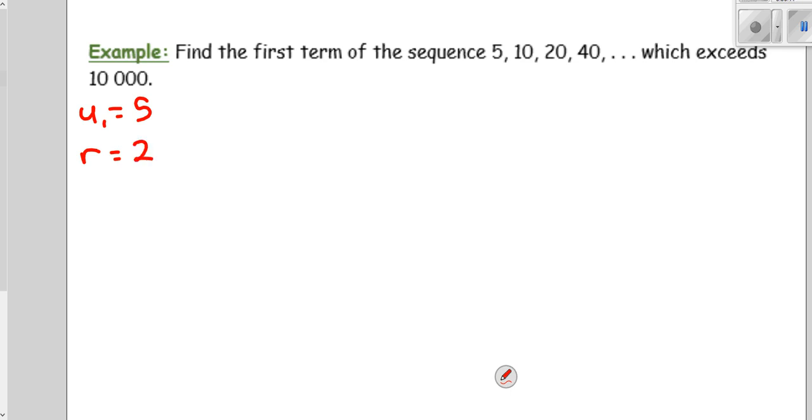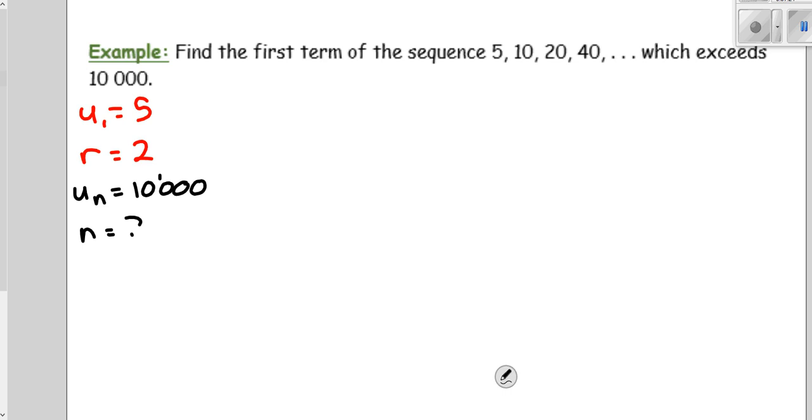And find the first term of the sequence which exceeds 10,000. So that means our U of n, we set it being 10,000, and we solve for n, just like we did before. We can also do a bit of guess and check. Then they want to know which is the first term. So once we've got our n, we need to decide whether we round n up to the nearest whole number or down, and then sub that into the general formula to see which is the first term that's bigger than 10,000.